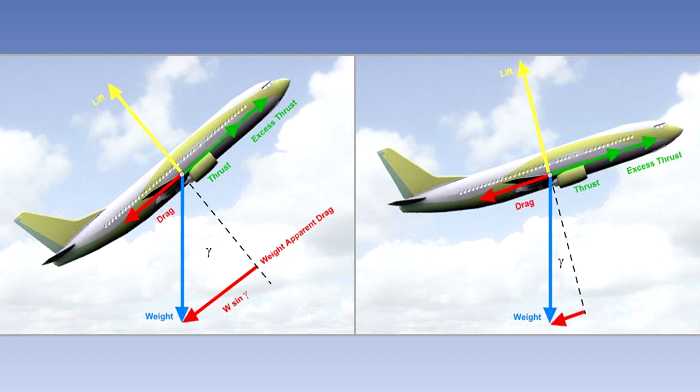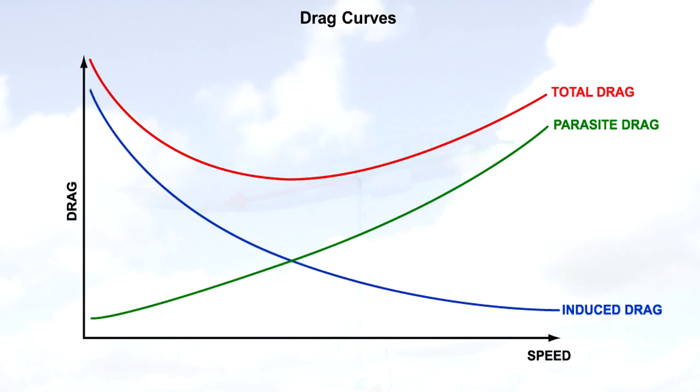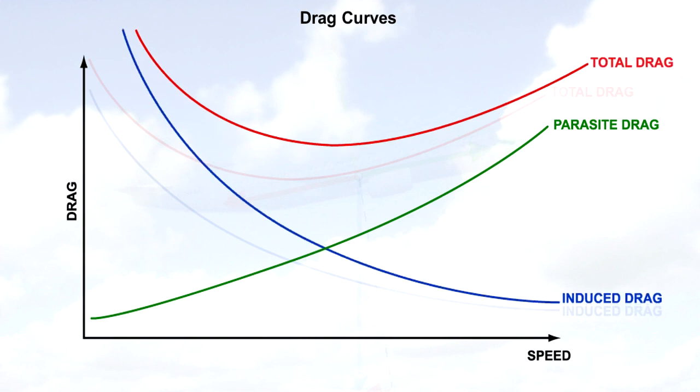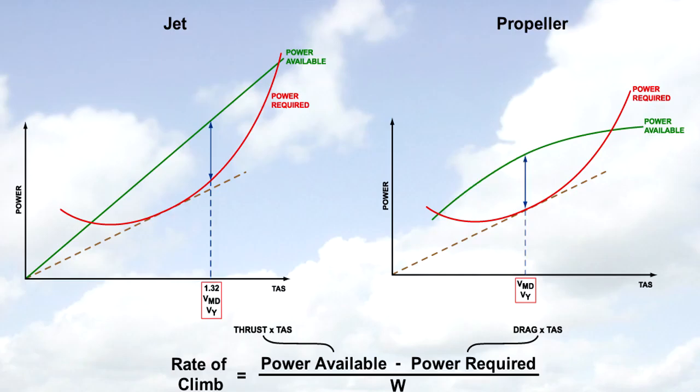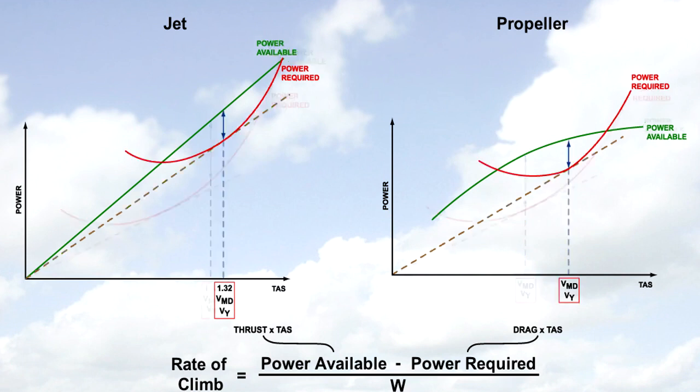Weight has a further effect, though, that we've already talked about. An increase in weight will require an increase in lift. Increasing lift increases induced drag, which causes the drag curve to move up and to the right. The power required curve, shown in red, is actually based upon drag. Power required is drag multiplied by velocity. So, if the drag curve moves up and to the right, so will the power required curve. This results in less excess power available, and therefore a decrease in the rate of climb.